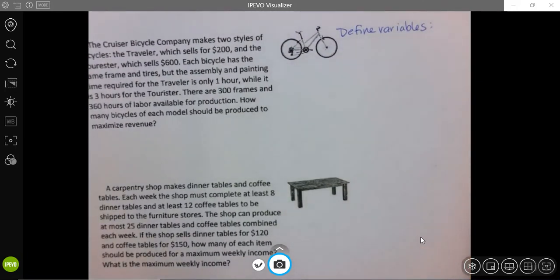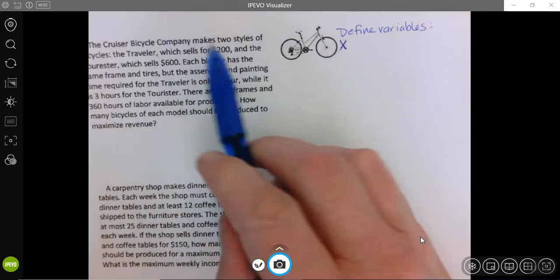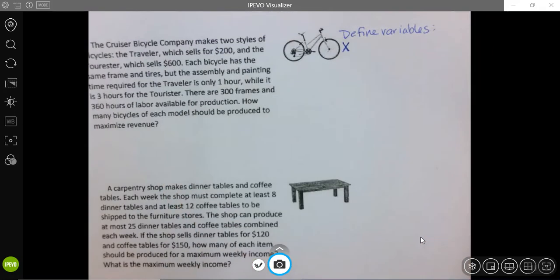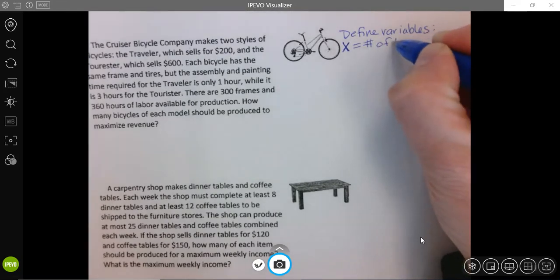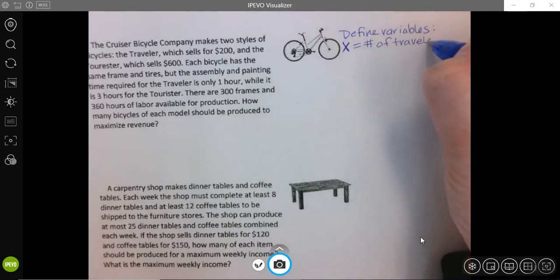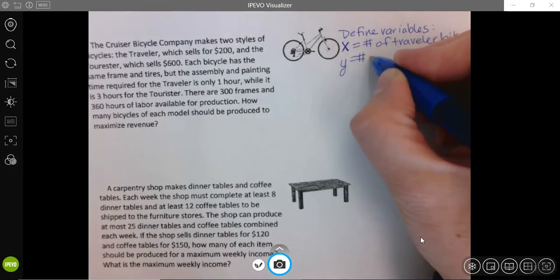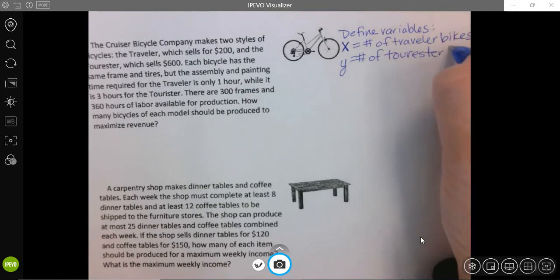We have 2 different types of bicycles. So X will be the first one. What was the first bike? What's it called? Thank you. So X is the number of traveler bikes. And so Y will be the number of what? Thank you. Okay, so write down what X and Y represent.